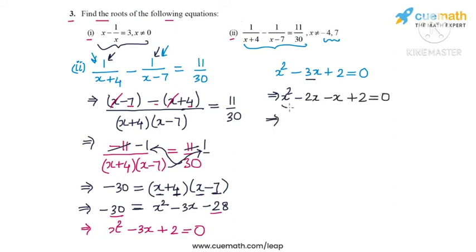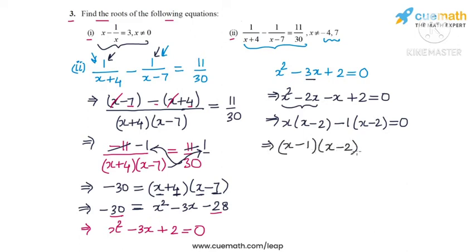So from the first pair of terms we get x times x minus 2, and from the second pair of terms we get minus 1 times x minus 2. So this is equal to 0, and this means that x minus 1 times x minus 2 is equal to 0. So this is how we can factorize this quadratic expression. From here we can easily conclude that the roots are x equal to 1 and x equal to 2. So the two roots of this equation in the second part are x equal to 1 and x equal to 2, and that solves part 2 of this question.